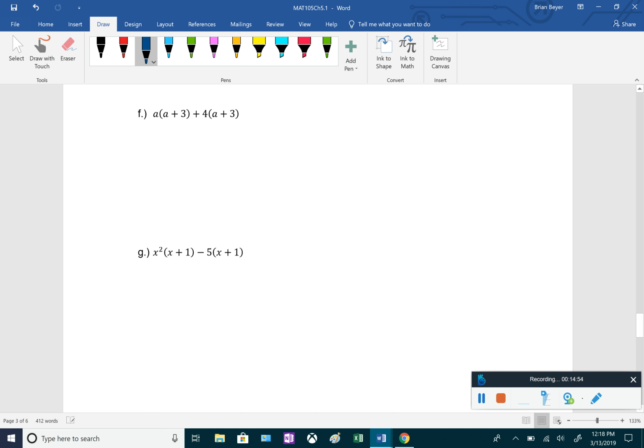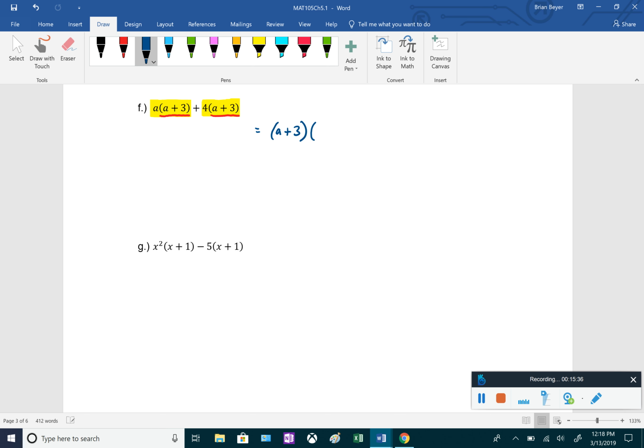Okay, for these next two, it looks a little more confusing. We have a times a plus 3 plus 4 times a plus 3. So we have two terms here, this big term and this big term. The factors of the first term are a and a plus 3. The factors of the second term are 4 and a plus 3. So they have this a plus 3 in common. I'm going to factor that out front with parentheses because it's a binomial this time, so it's two terms instead of one term.